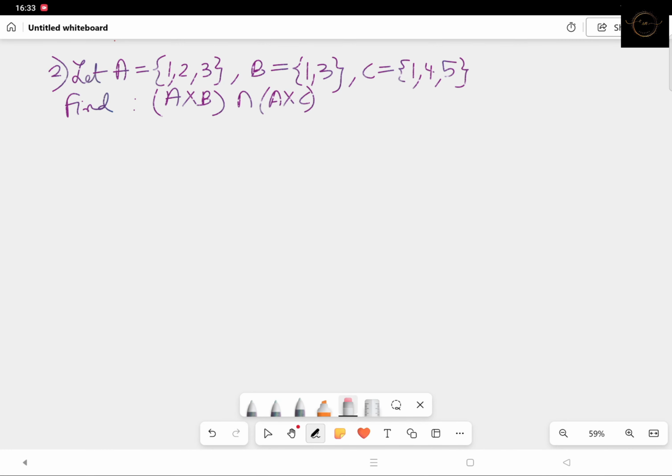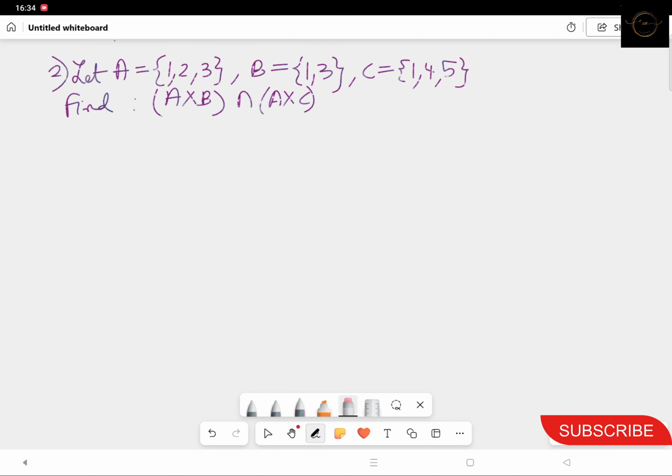Here is the second question on the board, and the question says there are three sets A, B and C. A equals {1, 2, 3}, B equals {1, 3} and C equals {1, 4, 5}. You have to find the value of (A into B) intersection (A into C). That is, you have to find the Cartesian product of A and B, the Cartesian product of A and C, and thereby find the intersection of both the sets.